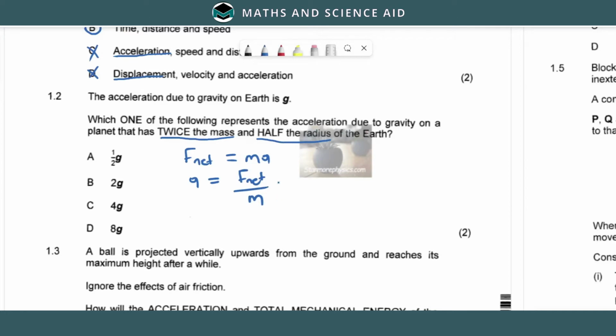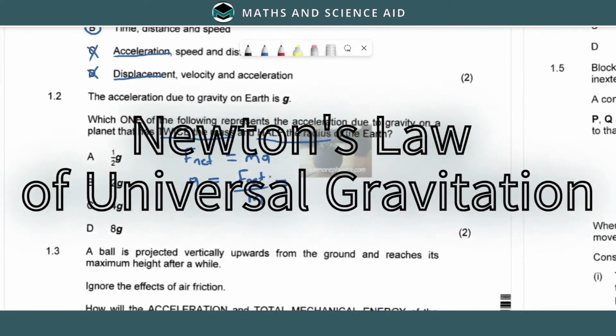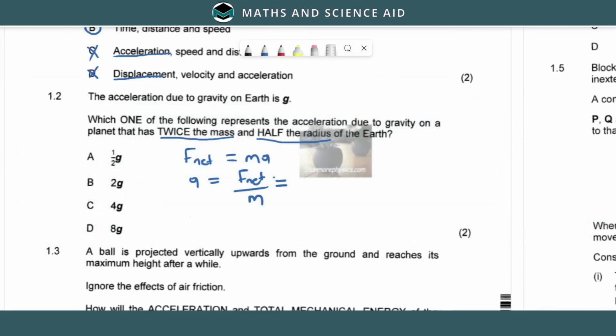divided by the mass. And now, based on Newton's universal law of gravitation, what's that law called again? Newton's universal law of gravitation. We know that the force is given by the constant G multiplied by the mass of one object and the mass of the second object, divided by the square of the distance between their centers.